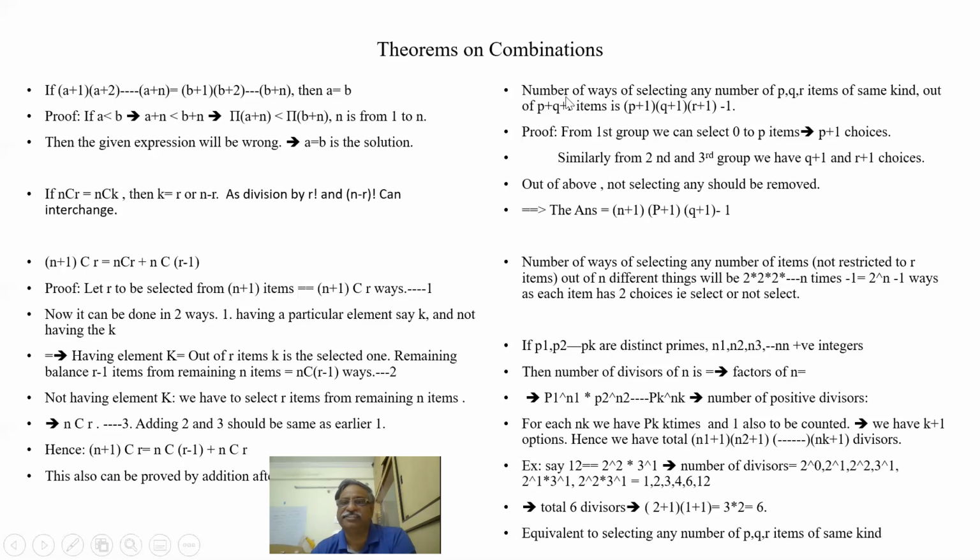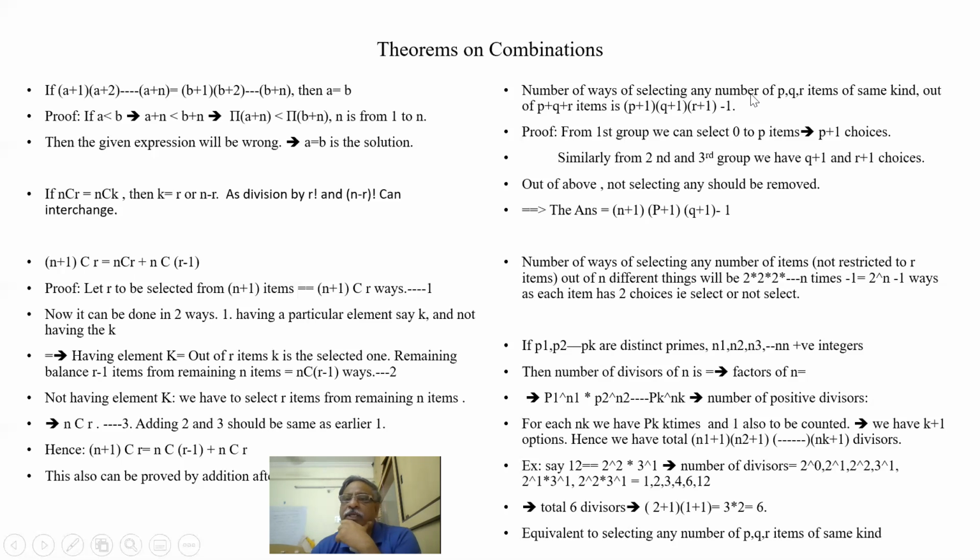Okay, let us go to this. Suppose there are P, Q, R items. P of the same kind, Q of the same kind, R of the same kind. Total P plus Q plus R items are there. So you have to select any number of items. That means you can select P0, Q0, R1. You can select R2. You can select R3 up to R items. You can select P0, R0, Q1, Q2 up to Q items. You can select P1, P2, P3 like that, Q0, R0. Any combination.